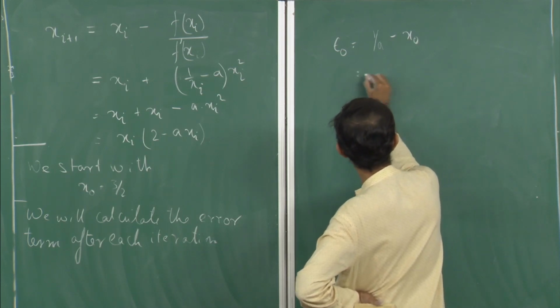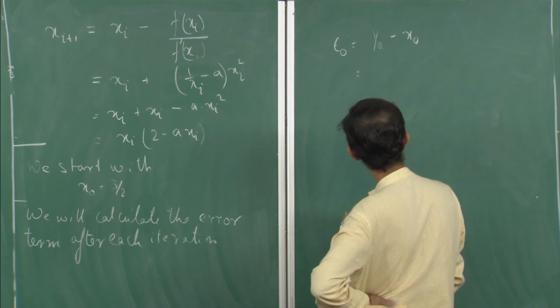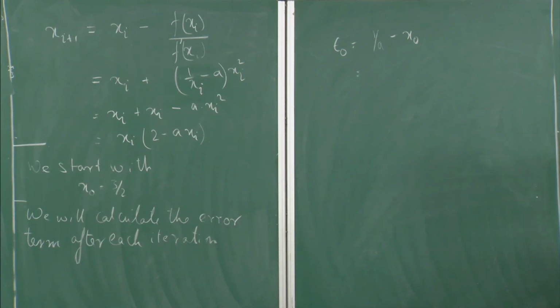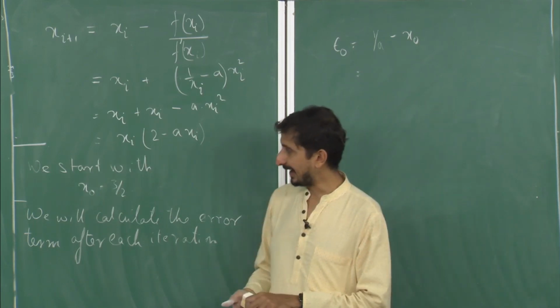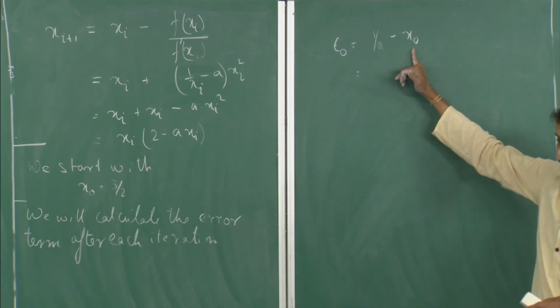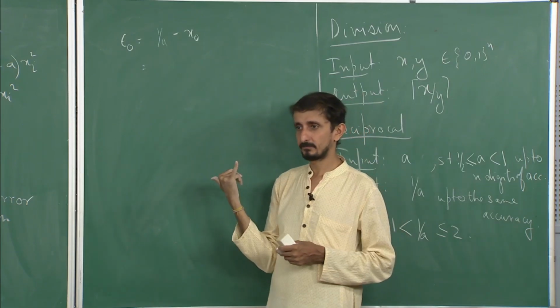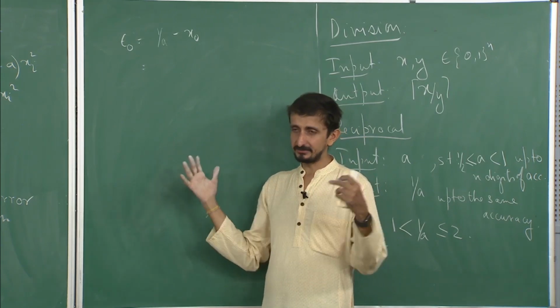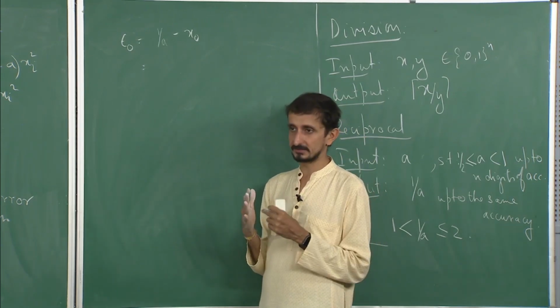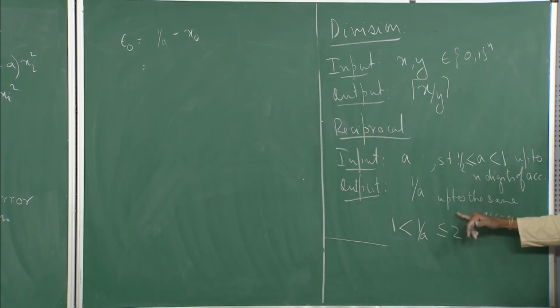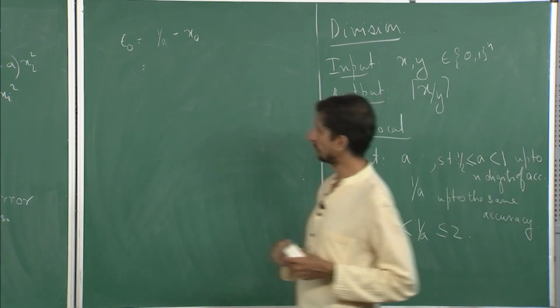So 1 over a I know is between 1 and 2. Error term means that at every step I calculate xi. How far is xi from 1 over a? What is the difference between 1 over a and xi? So that should converge, and that should converge quickly for us. So we have to show that in a small number of iterations I should get accuracy up to n bits. That is what we want.